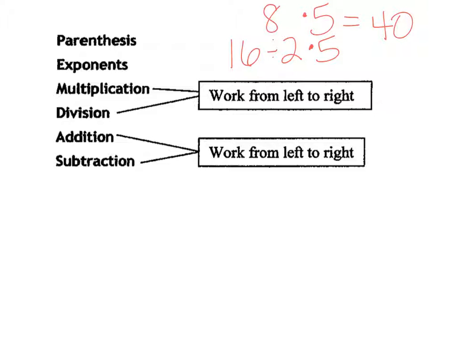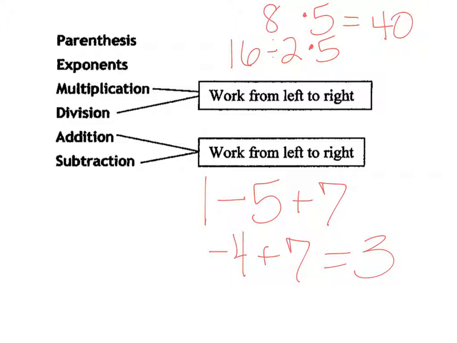Same thing with addition and subtraction. With addition and subtraction, even if subtraction is first, I'm still going to work from left to right. I know it says addition, subtraction, or Aunt Sally, A comes first, but when they're right next to each other, I've got a -4 plus a 7. -4 plus 7 is 3. Okay? So those are just good examples to refresh us.